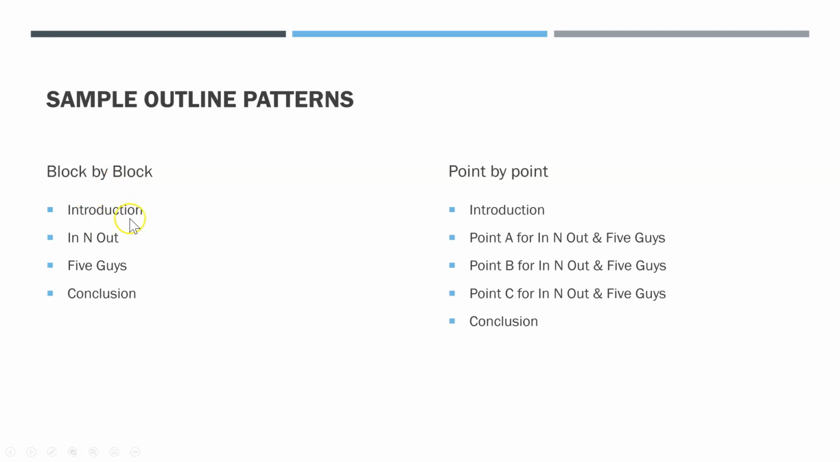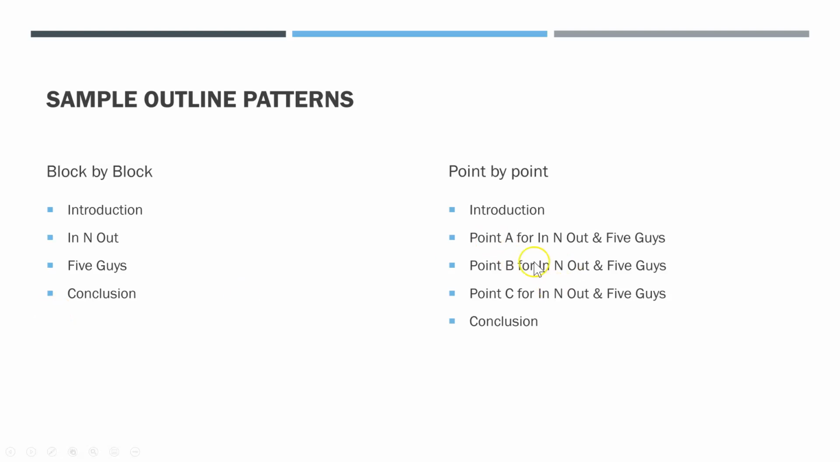So with a block by block, this is what our essay would look like. First paragraph is all the introduction. The next paragraph all talks about In-N-Out and how it's either similar or different to Five Guys. And then the next one is Five Guys, how it's different or similar to In-N-Out. Then we have the conclusion.